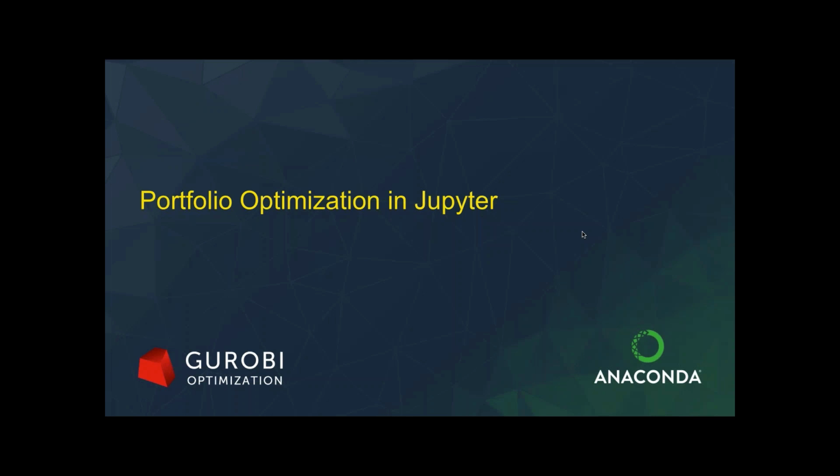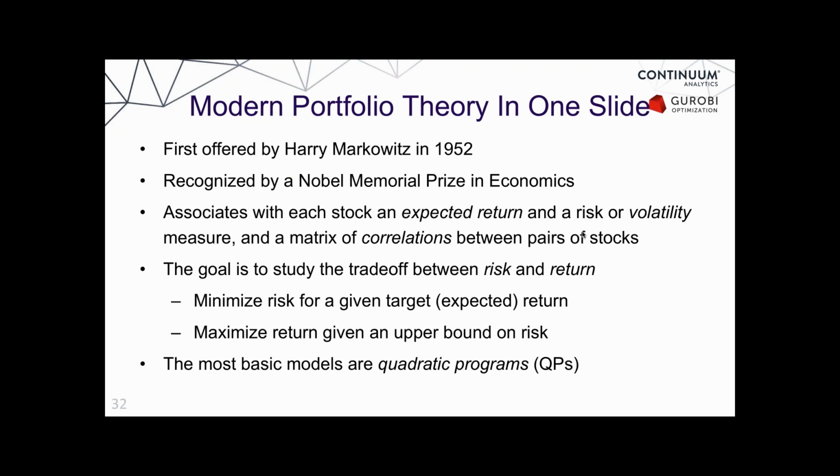What we'd like to do now is do some portfolio optimization. For those of you who aren't familiar with portfolio optimization, I need to give you modern portfolio theory in one slide. This was an approach developed first by Harry Markowitz in the 50s, and it was work that was ultimately recognized with a Nobel Prize in economics. So this is serious stuff, and yet, for people familiar with quadratic programming, I think you'll find it surprisingly accessible.